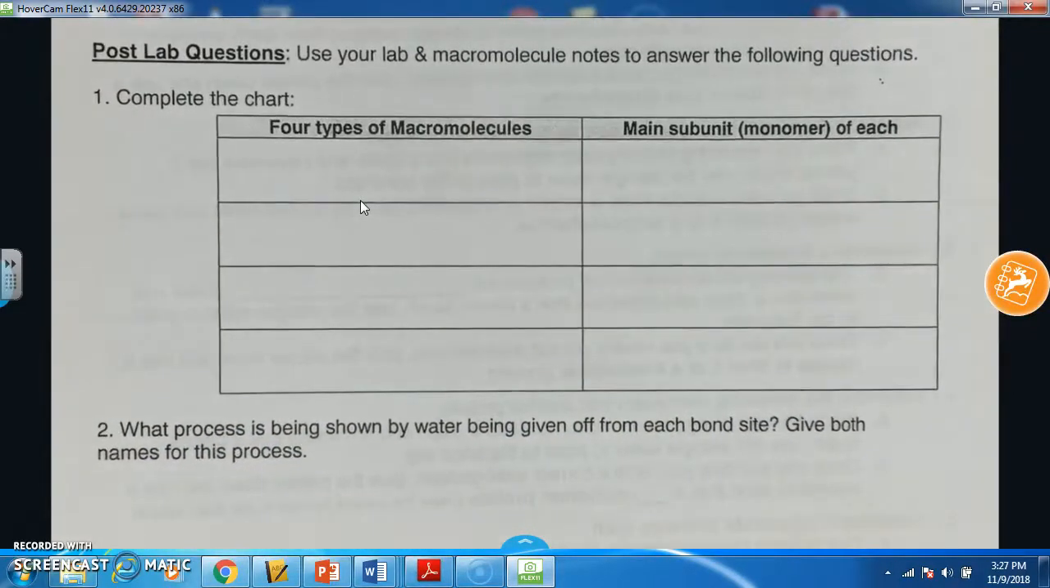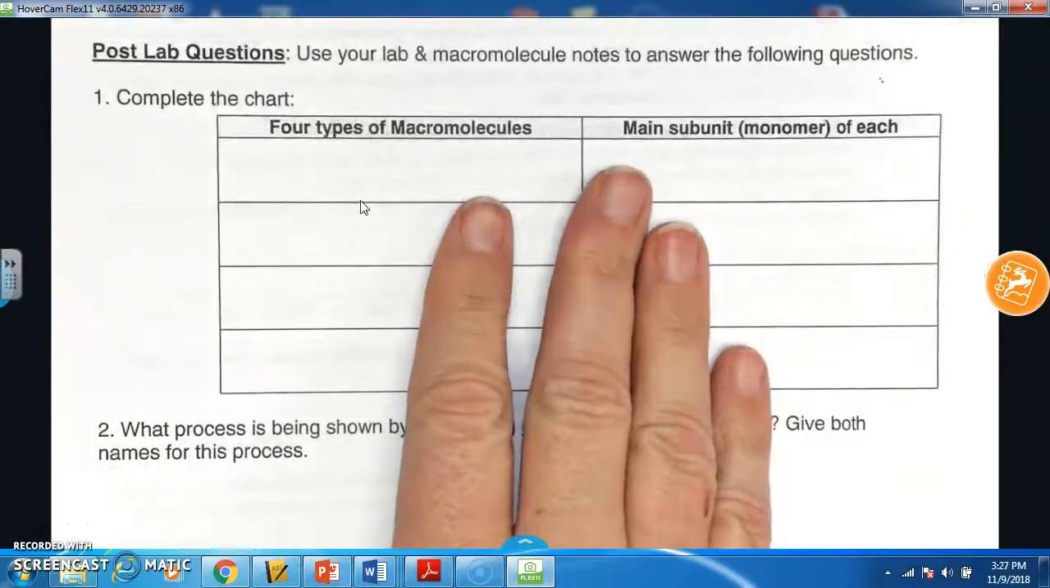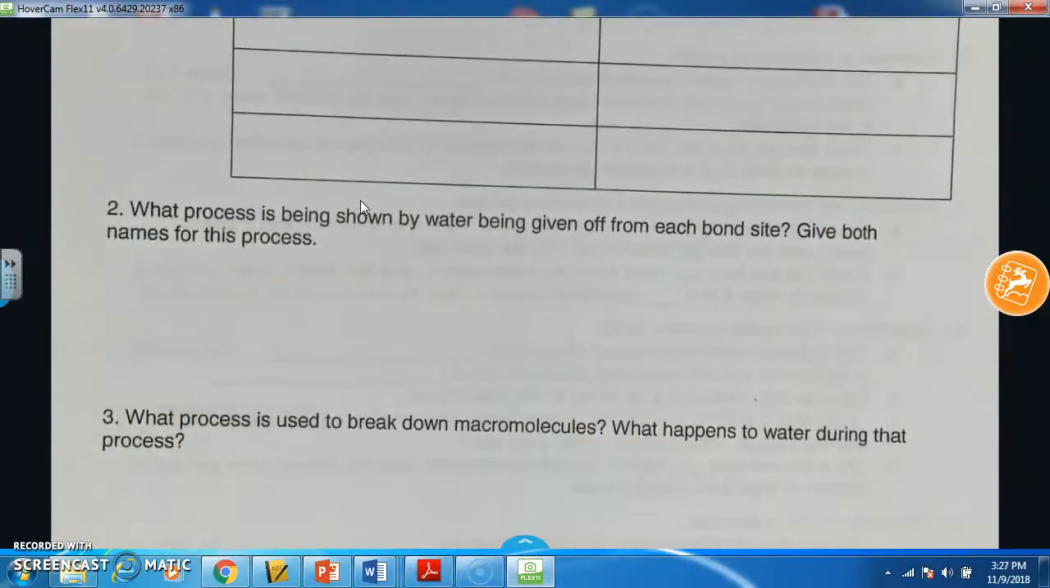Now, this is the portion that you can take home with you on Friday after the lab or whatever the third day is. You will use your lab and macromolecule notes to answer the following questions. So you'll complete this chart, and then you'll answer these 2 questions, and this will be due the very next period. And yes, it's all for a grade.